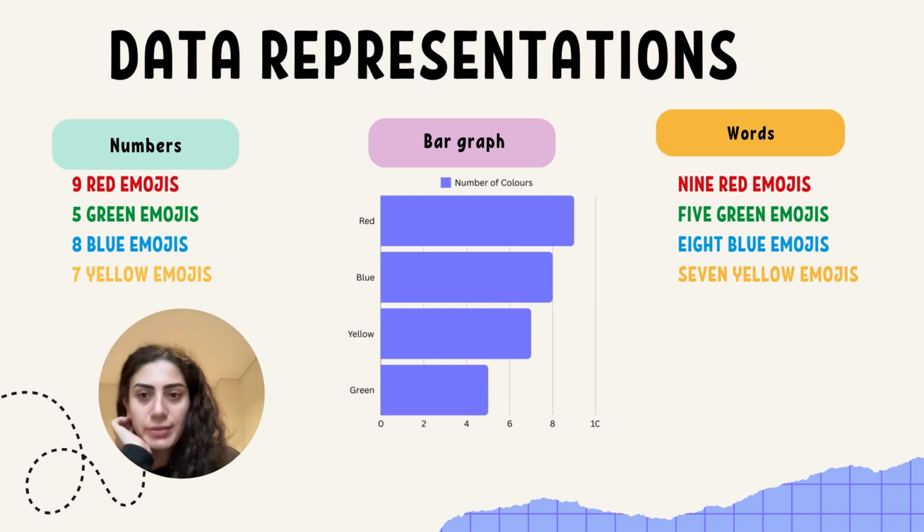Here I've provided real life examples of how we can show the data from the emojis. For example, numbers: there are 9 red emojis, 5 green emojis, 8 blue emojis, 7 yellow emojis. So we're showing what the data is. We have a bar graph, which is the same thing, just in a graph, and then words, so that's written out: 9 red, 5 green, etc.